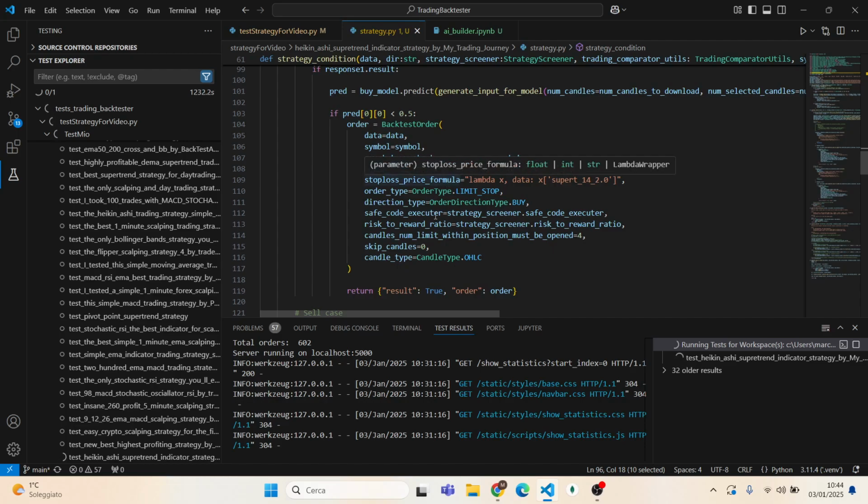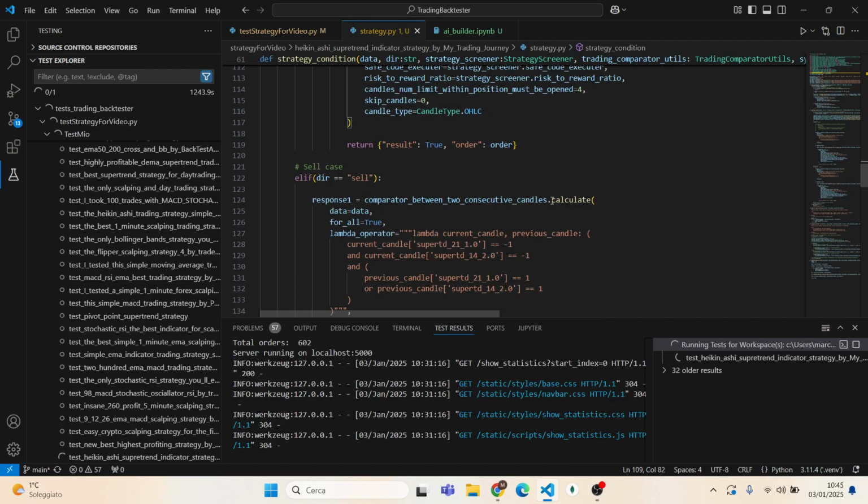Here is the open price formula. It will open at the last close, and the stop loss will be the last SUPERTREND low. So the lowest SUPERTREND, so this one.